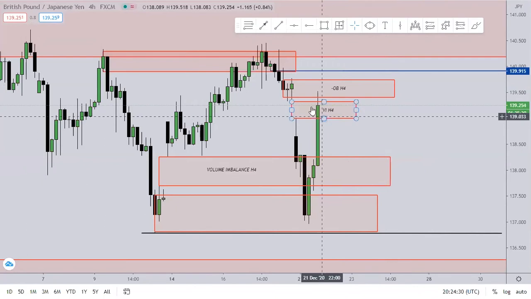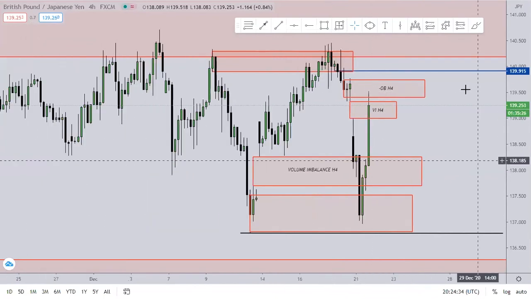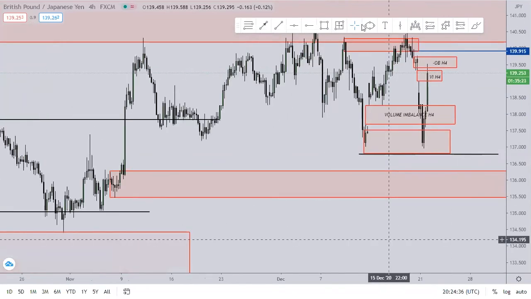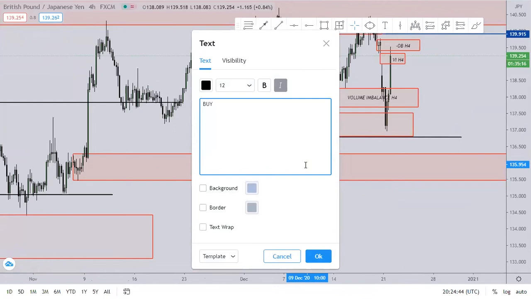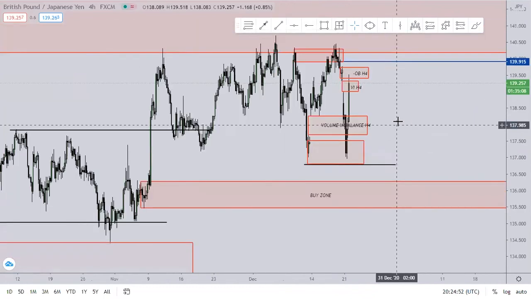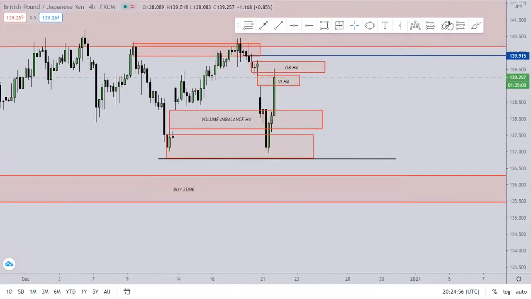So they filled the volume imbalance, traded into the bearish order block. You can see sells. I am waiting to buy this pair here. This is my buy zone. Somewhere here. That is my buy zone. So I'm waiting. So this is a possibility. Tomorrow or within the week, you could see the market trade.